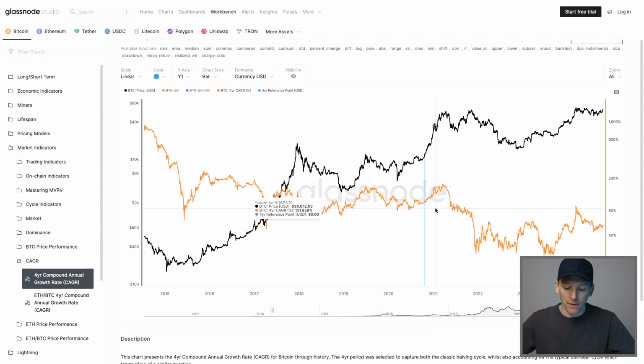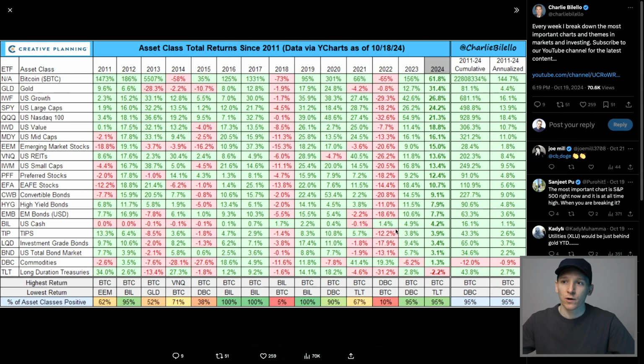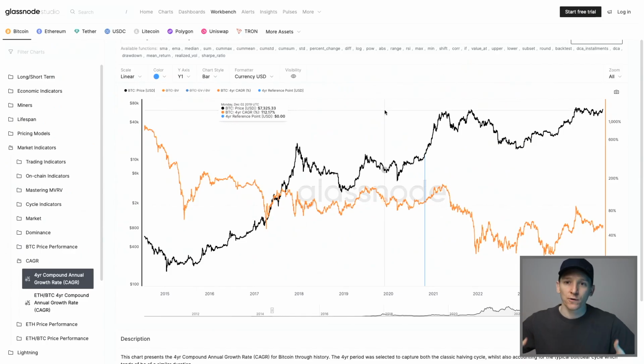So that is one of the best performing assets in the world. If we look at all of the other asset classes here, Bitcoin outperforms everything. So it's the best performing asset, and the way that you actually get that performance is by being in long term and averaging your price over time.